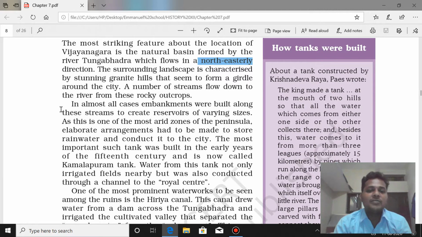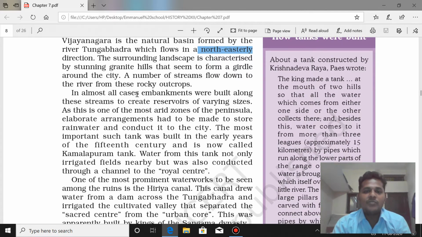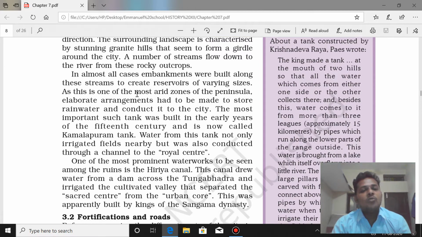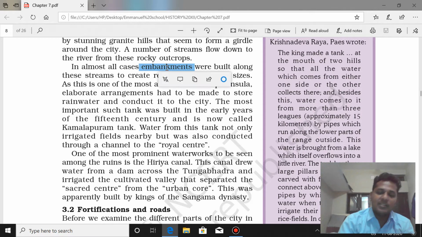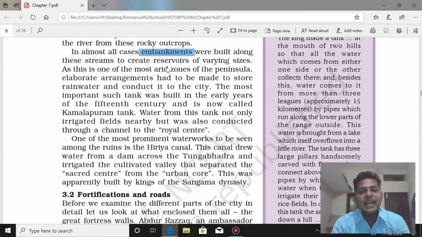A number of streams flow down and all that. Leave that line, no problem. First line is important. In almost all cases, embankments for storage of water were built. Dams, embankments means dams, are built along these streams to create reservoirs of varying sizes. अलग-अलग size में reservoirs बनाए जाते हैं.